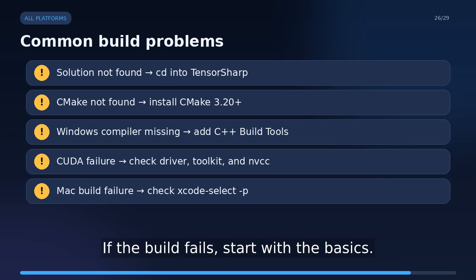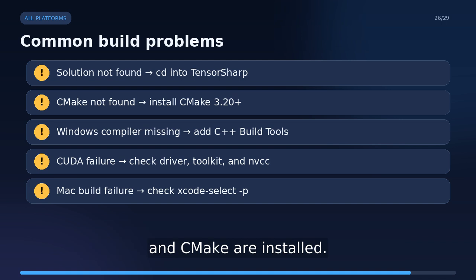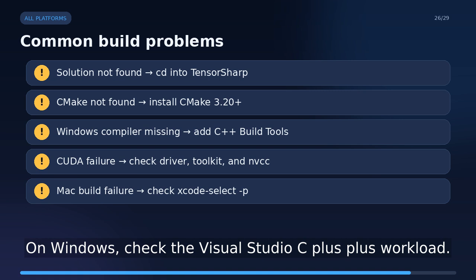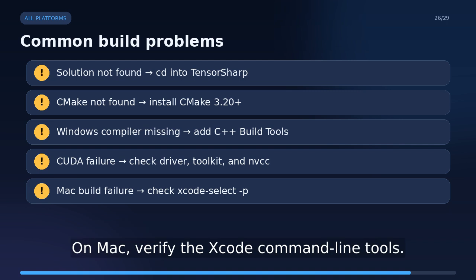If the build fails, start with the basics. Make sure the terminal is inside the TensorSharp folder and confirm that .NET and CMake are installed. On Windows, check the Visual Studio C++ workload. For CUDA errors, verify the NVIDIA driver, the toolkit, and NVCC. On Mac, verify the Xcode command line tools.